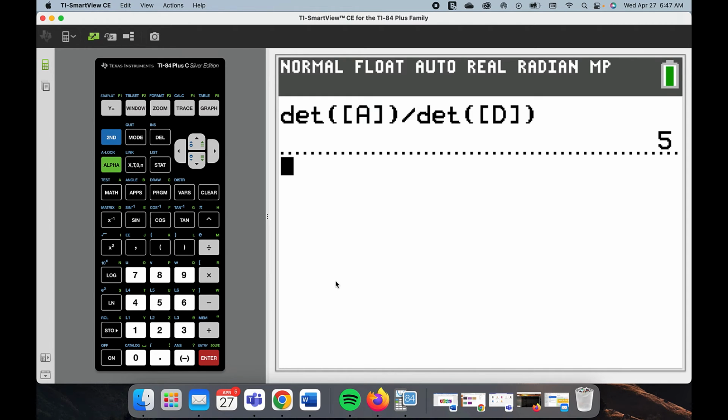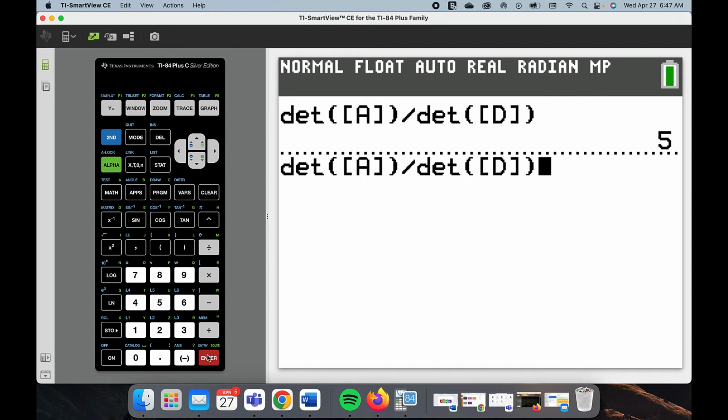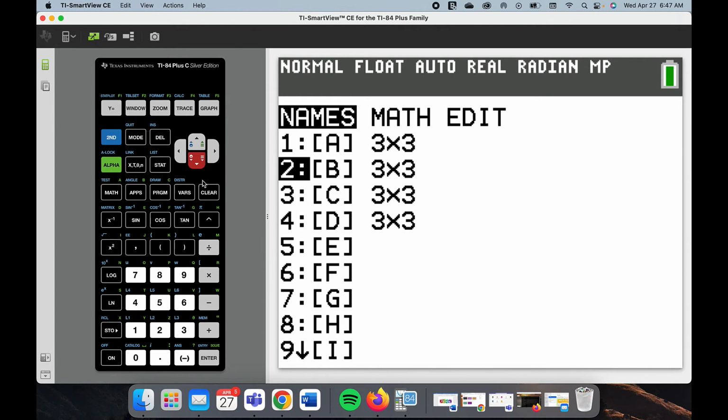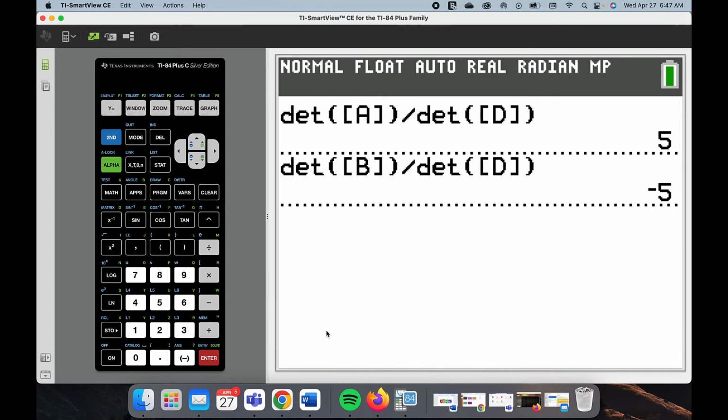Okay. So here's a little calculator trick that'll help you save a little time, be more efficient. So the next one I want to calculate is the determinant of B divided by the determinant of D. So instead of plugging the whole thing in, and that'll work, that's fine, I'm just going to show you a little trick. If I hit second enter, it'll bring up my previous entry. So I'm just going to scroll over, put my cursor on matrix A, and I'm going to change that to matrix B. Hit enter. There is my y equals negative 5 solution.